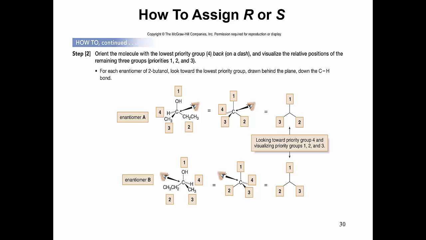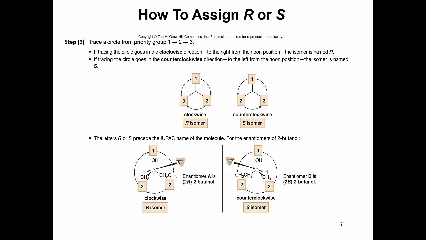Let's look at enantiomer B. We put our hydrogen in the back, and that brings priorities 1, 2, and 3, those atoms, facing us. And we see that 1, 2, and 3, if we look at them, our eyes are going in a counterclockwise manner. When that happens for groups 1, 2, and 3, we label that as the S enantiomer. Okay? All right, so again, clockwise is R, counterclockwise is S, counting 1, 2, and 3, and the direction that you go when you do that.